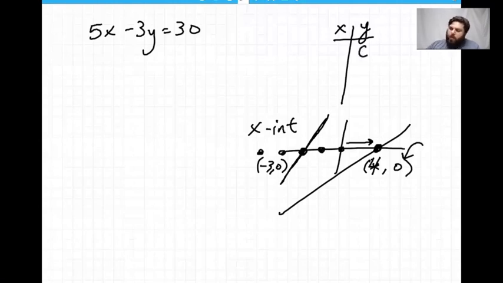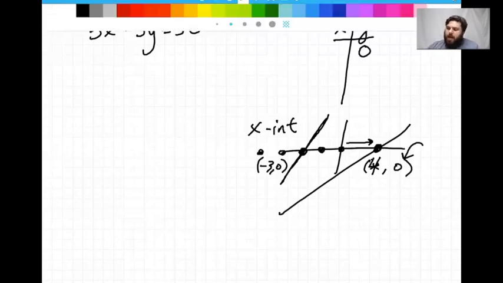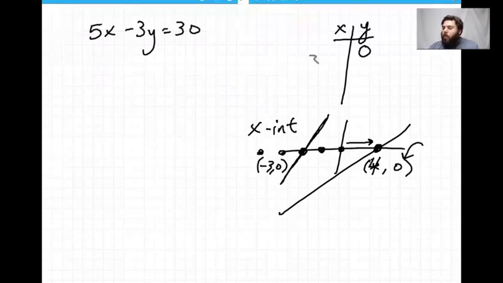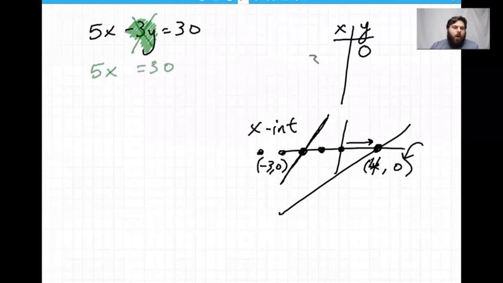So what you do is you let y equal 0, and then you find the x number. In this equation, let y be 0. If y is 0, this whole term disappears. This is gone. You're left with 5x equals 30. Now what number works here? 5 times what is 30? Well, it's going to be 6. That's pretty easy. Now this is the x-intercept because we let y equal 0.